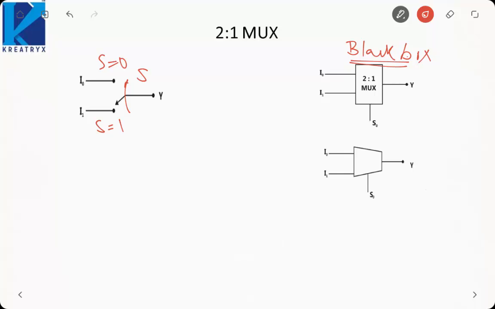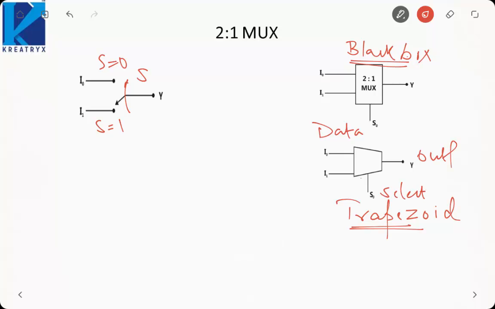And generally we represent multiplexer using this trapezoid. Instead of a square or rectangle, trapezoid representation is used. This is how we represent. Here data inputs are there, here select inputs, and here output lines. So this is how we can represent our multiplexer. So if we try and form the truth table for this multiplexer, then S0 and y.